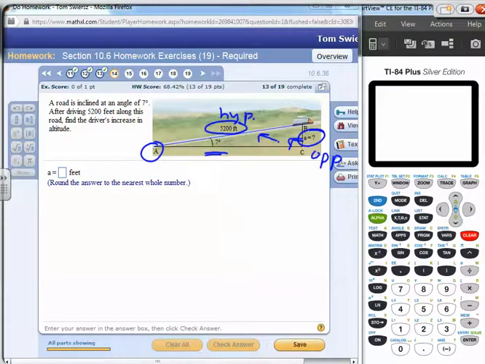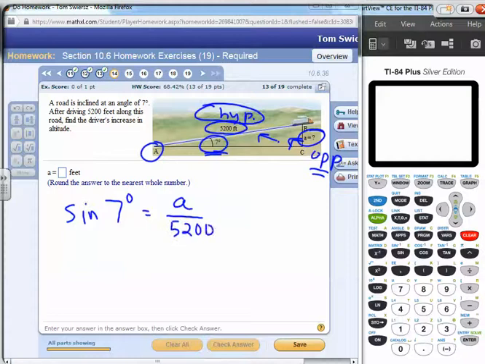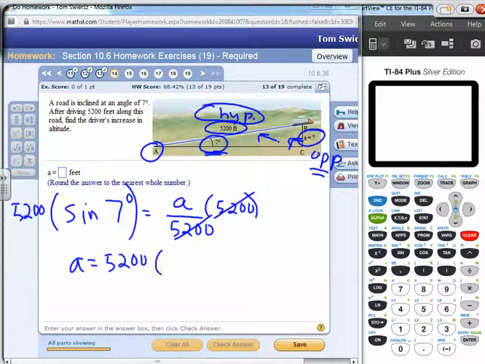So the trig function that involves opposite and hypotenuse is the sine, right? So the sine of angle A, which is 7 degrees, is equal to the side opposite, which we need to find, the altitude or vertical change, over the hypotenuse, which is 5,200. So multiply both sides by 5,200, and we get A equals 5,200 times the sine of 7 degrees. And of course, we can use our calculator to get our answer.